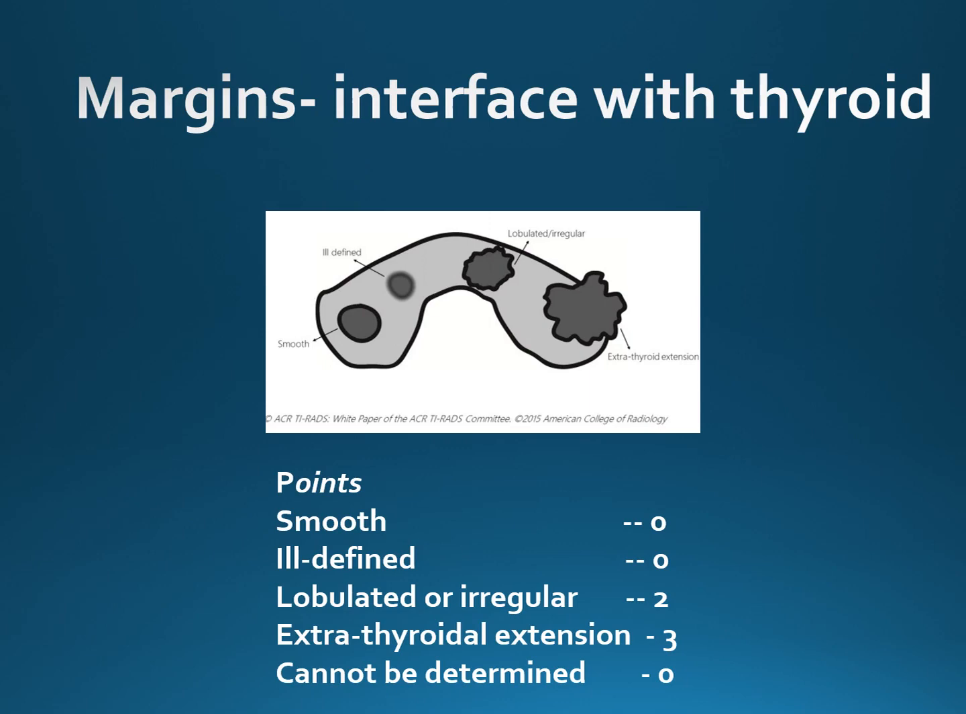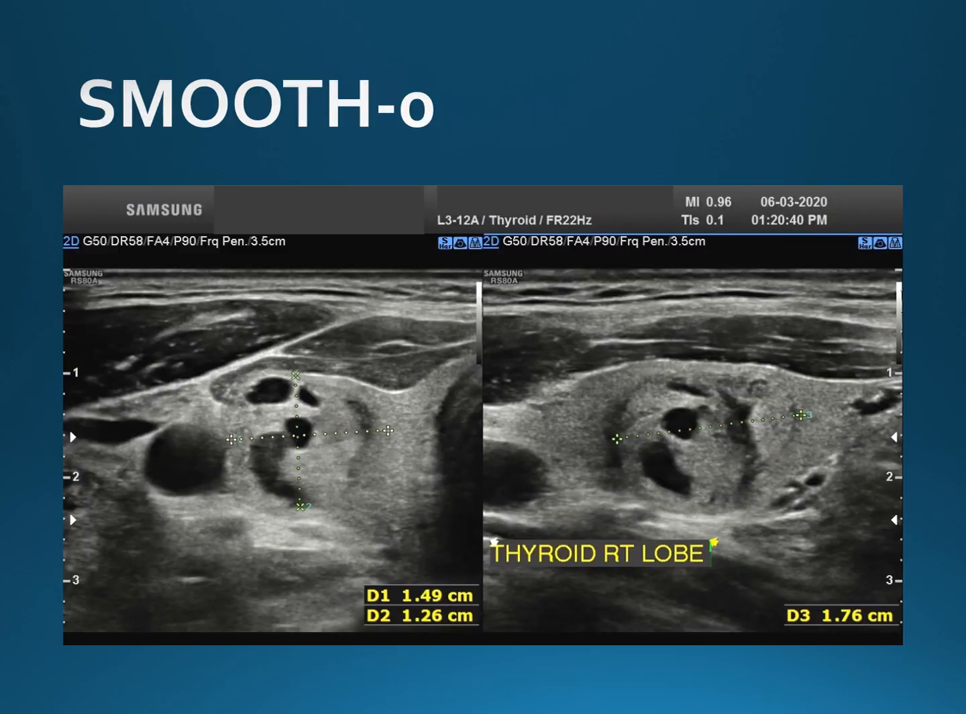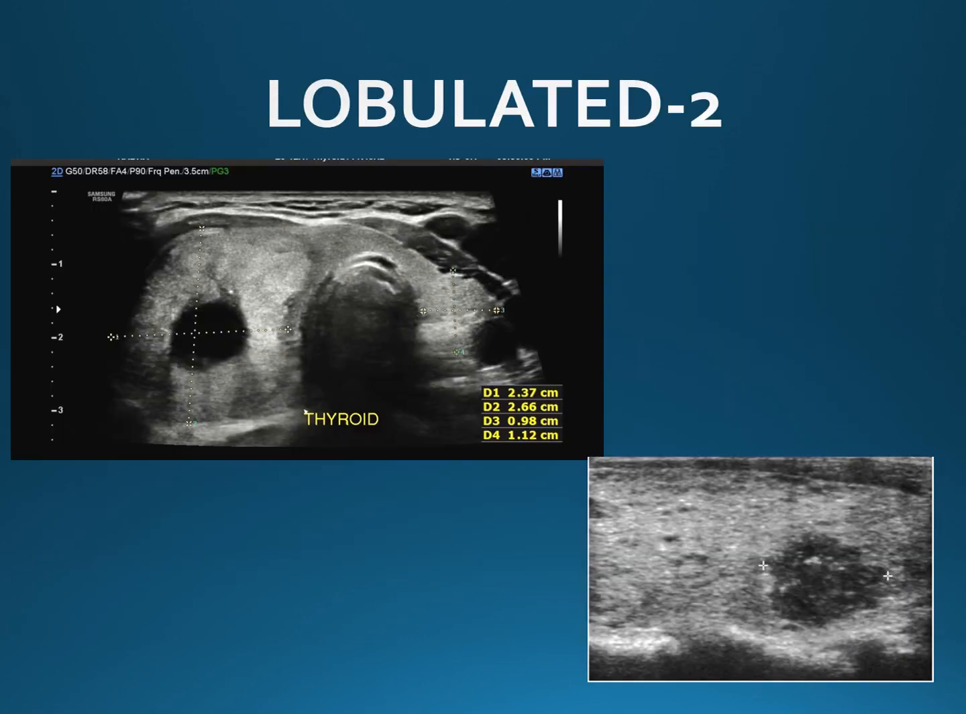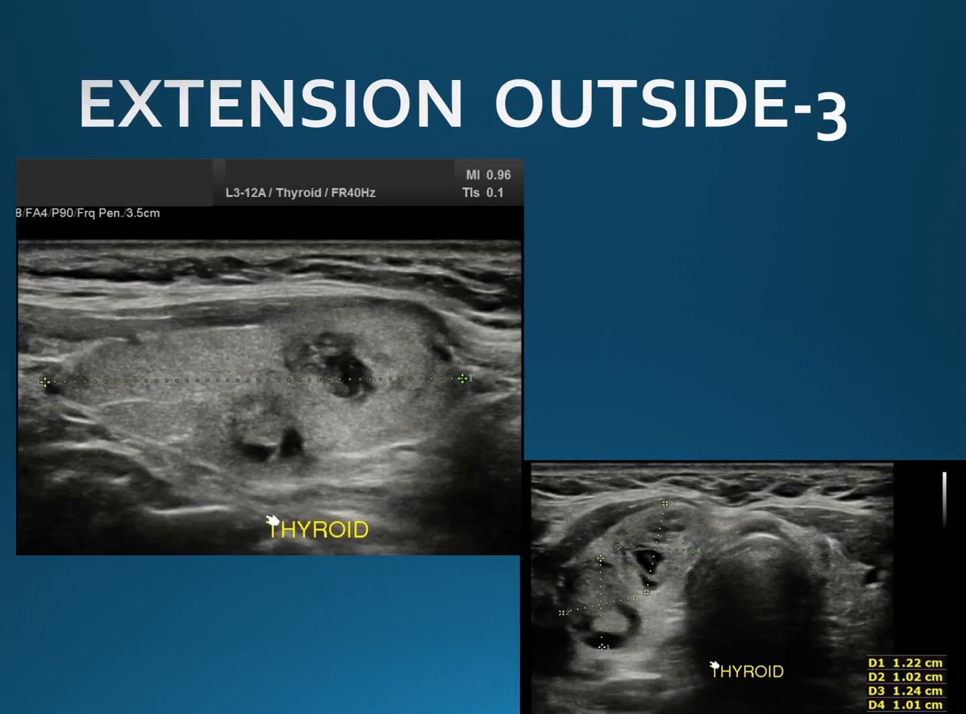The interface of the thyroid nodule with the thyroid gland is the next feature. This is an example of smooth margin of the nodule with score 0. This is an example of ill-defined margin, again score is 0. The nodule with lobulated or spiculated margins as seen in these images is given score of 2. If the nodule shows extension outside the thyroid as seen here, it is given the highest score of 3 points.